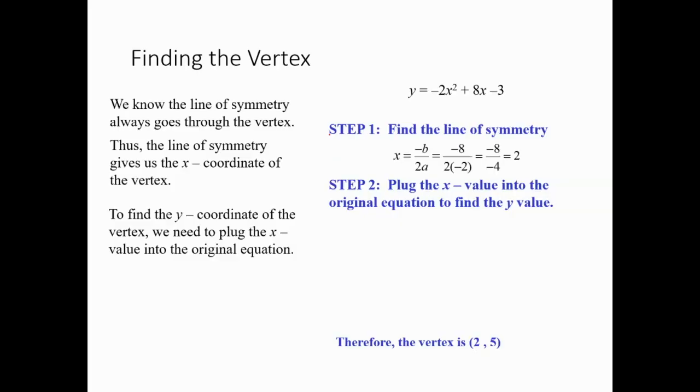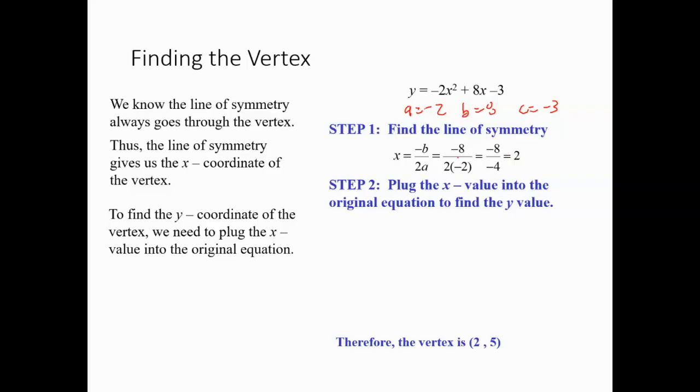Well, we know x is equal to negative b over 2a. So my a is negative 2, my b is 8, and my c is negative 3. So I have negative b, so negative 8, because we don't have another negative here, so it just stays as a negative 8. 2 times a, which is negative 2, so this becomes a negative 4 on the bottom. So we get negative 8 divided by negative 4 equals 2. So that's my x value.